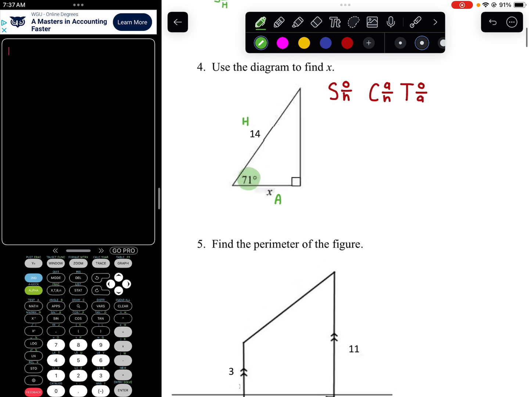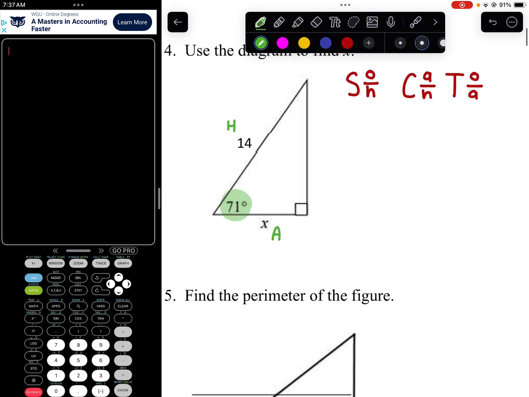And so we end up using A and H. A and H uses cosine. So this is how we know we are using cosine of, inside of your parentheses goes your angle. Cosine of 71 is equal to, instead of A, replace that with your adjacent side x. Instead of H, your hypotenuse, replace that with 14.